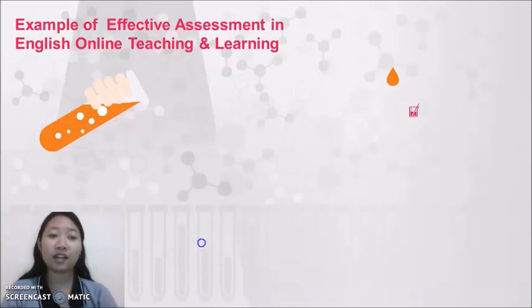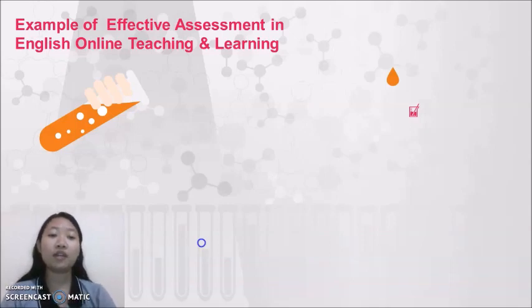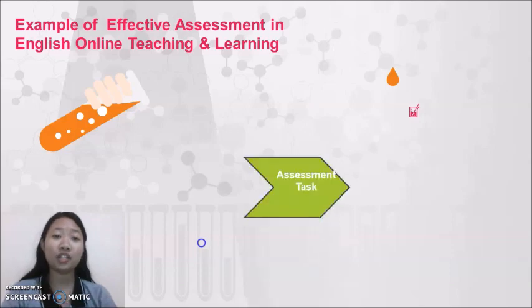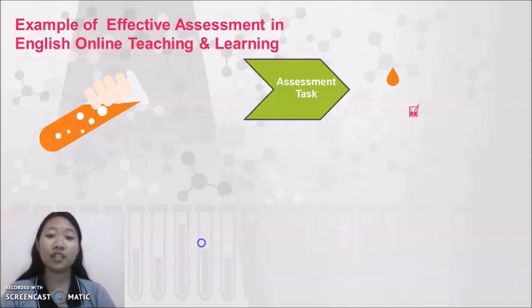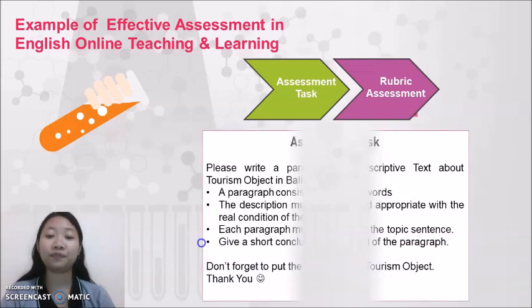Okay, the next material I will deliver is an example of effective assessment in English online teaching and learning. If we're talking about effective assessment, there are two things that must be considered by the teachers. The first is assessment tasks, and the second is rubric assessment. The assessment tasks must be related to the rubric assessment in the lesson.